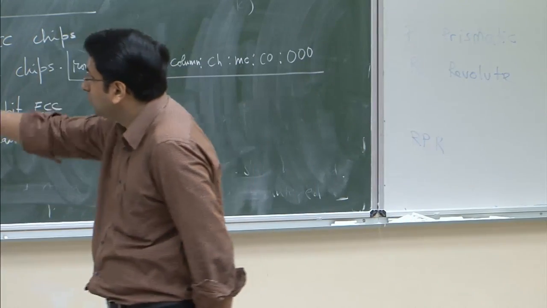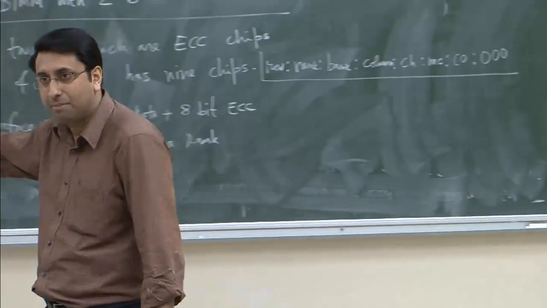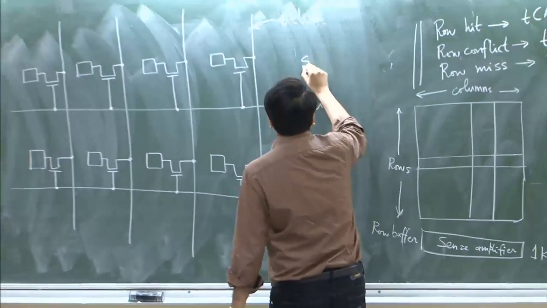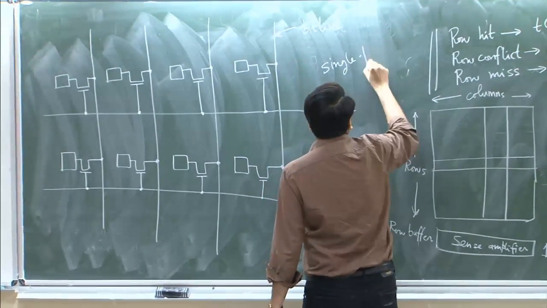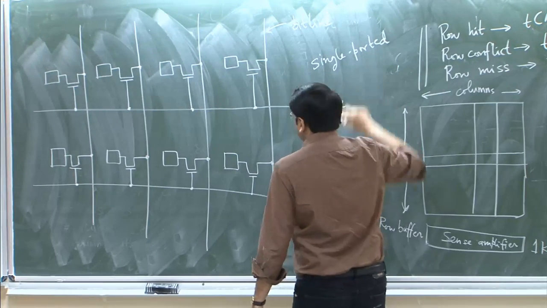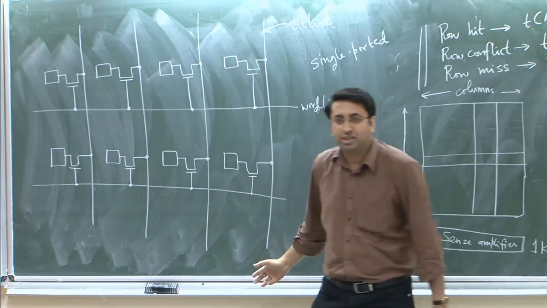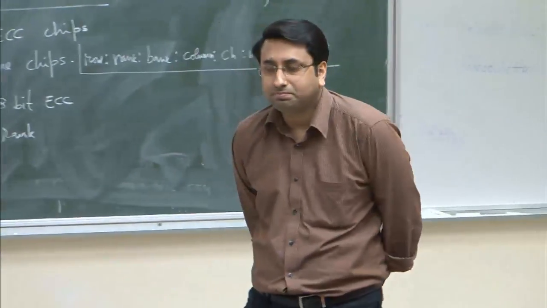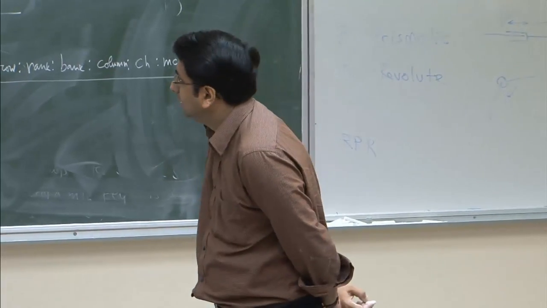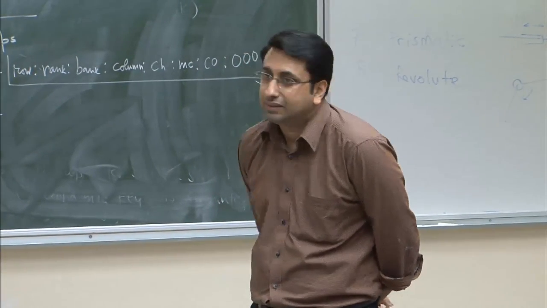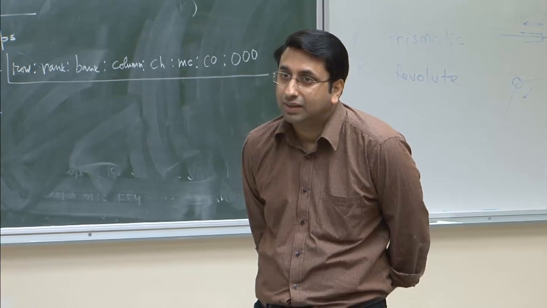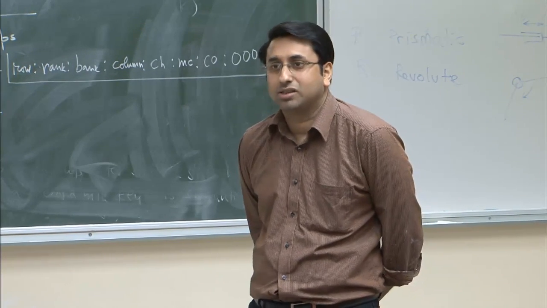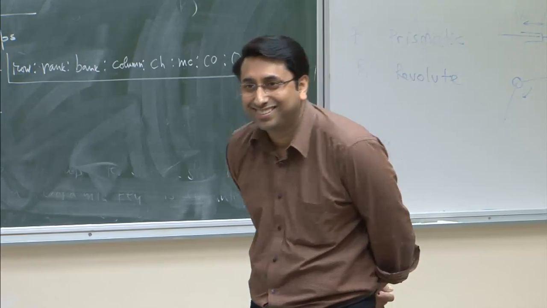Since I cannot access both the rows here, this is called a single ported RAM. I can only access one of the rows. And you can see that I can add more rows just in the same way. Now how do I make it dual ported so that I can access two rows simultaneously? I have to access both. Of course, otherwise I can access one or another, right?